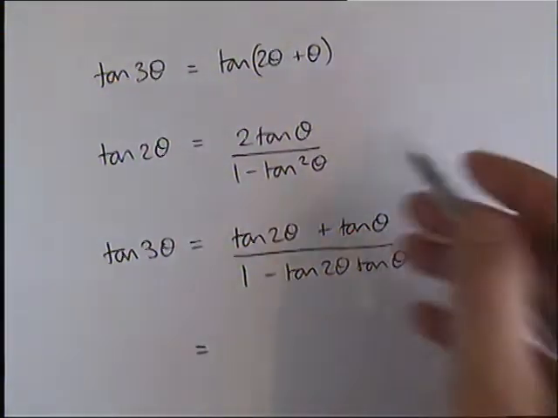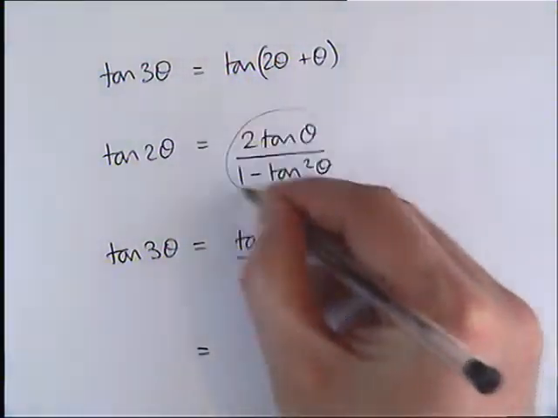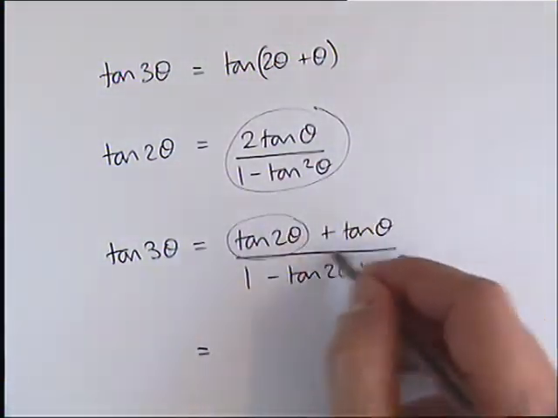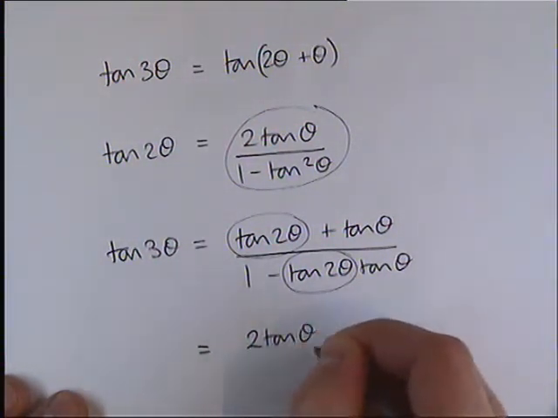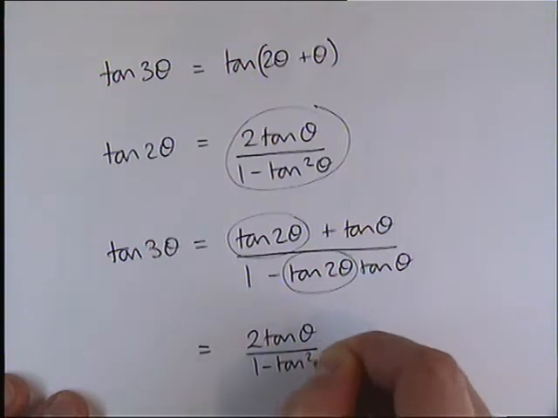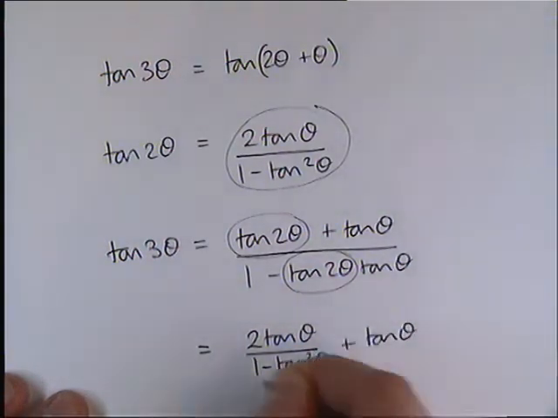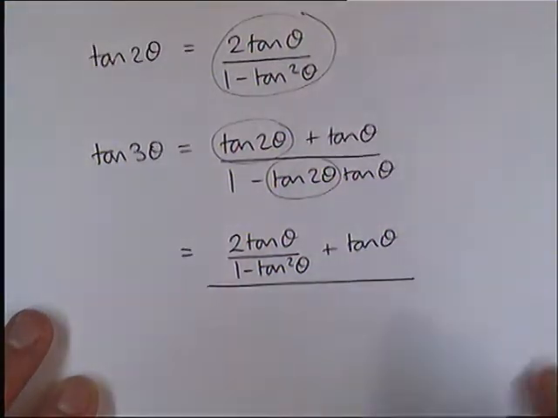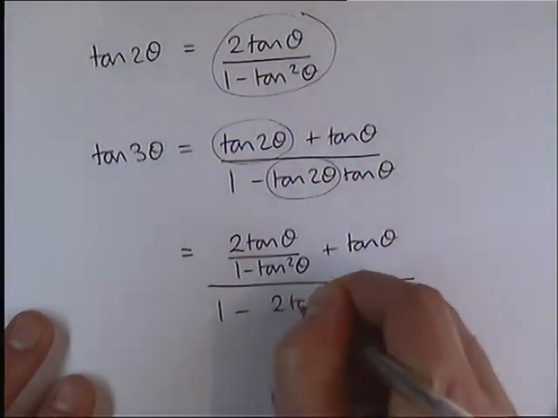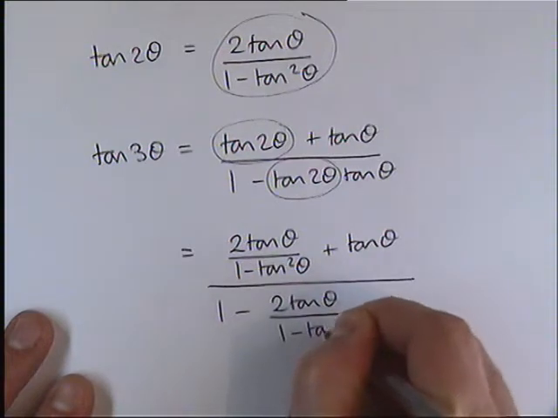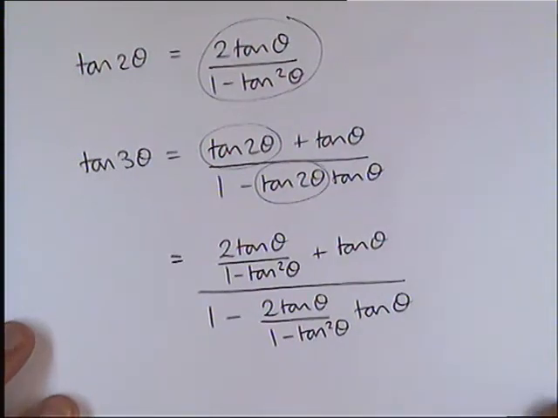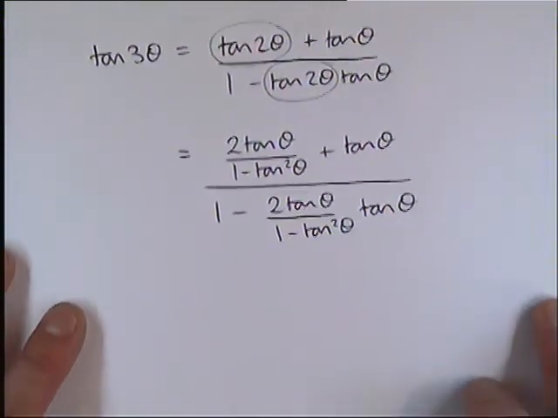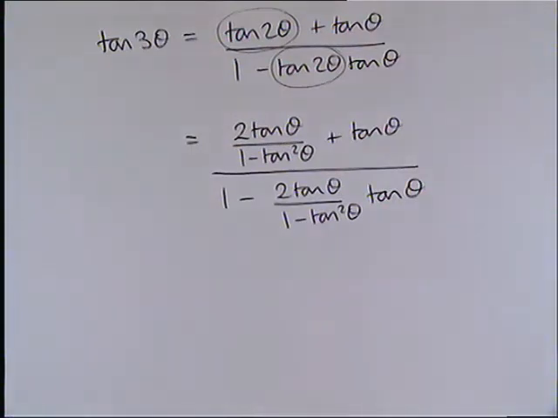So let's substitute this expression here and here. So that is 2 tan theta over 1 minus tan squared theta, plus tan theta, over 1 minus 2 tan theta over 1 minus tan squared theta, times tan theta. So that looks pretty nasty, and we're just going to be working on this using our knowledge of fractions, that sort of thing, to try and get it into the format that we have been required.